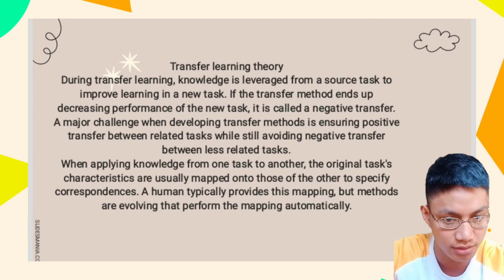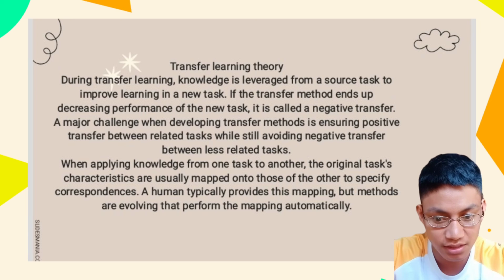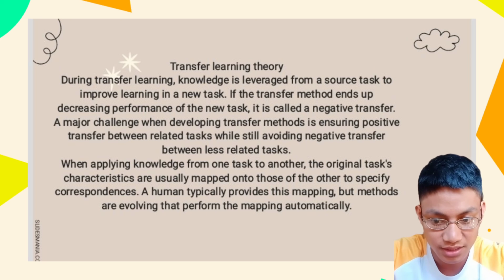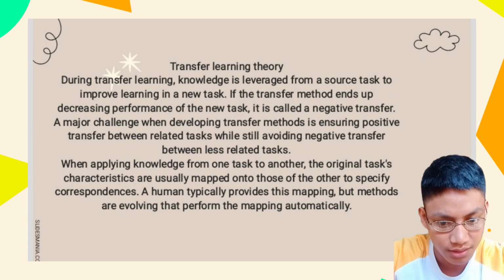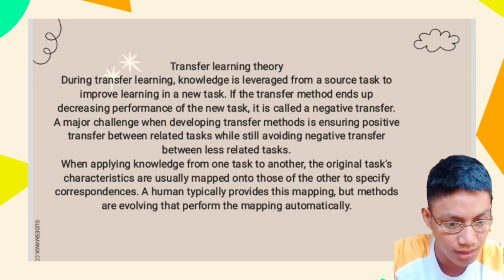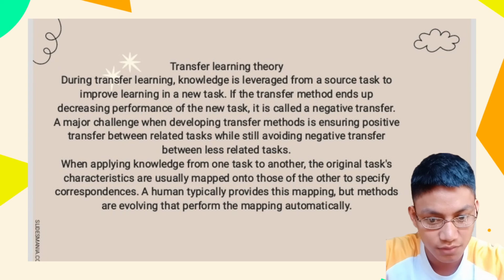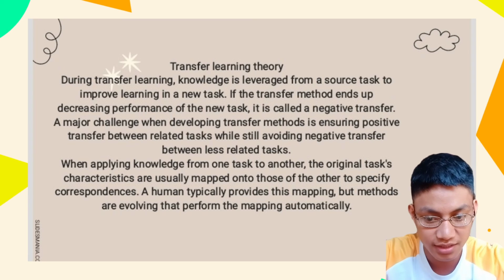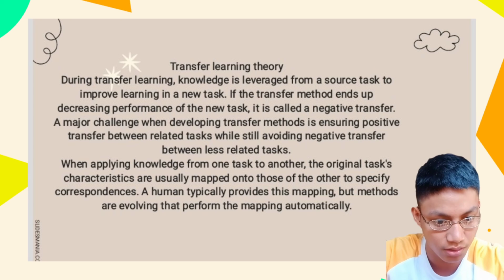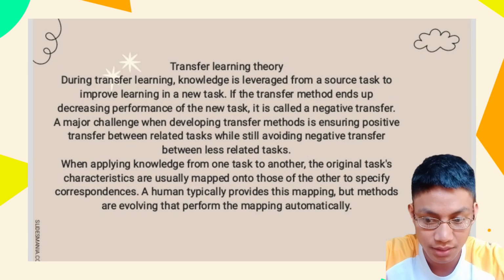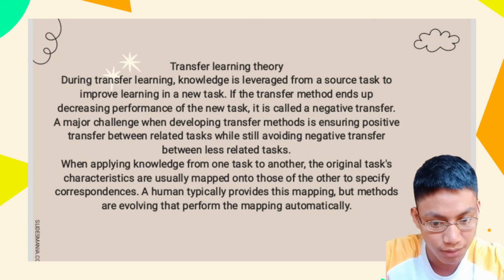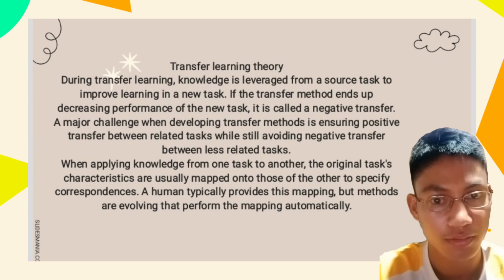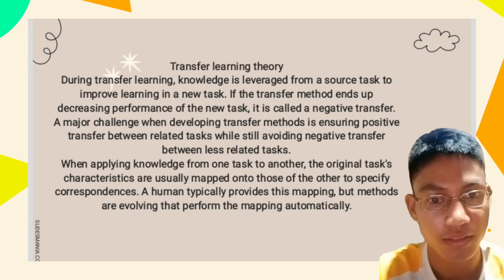Transfer learning theory. During transfer learning, knowledge is leveraged from a source task to improve learning in a new task. If the transfer method ends up decreasing performance of the new task, it is called a negative transfer. A major challenge when developing transfer methods is ensuring positive transfer between related tasks, while still avoiding negative transfer between less related tasks. When applying knowledge from one task to another, the original task characteristics are usually mapped onto those of the other to specify correspondences. A human typically provides this mapping, but methods are evolving that perform the mapping automatically.